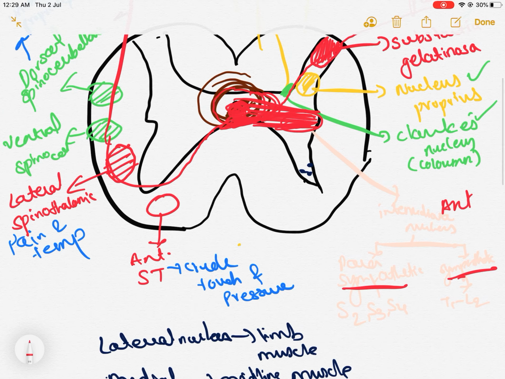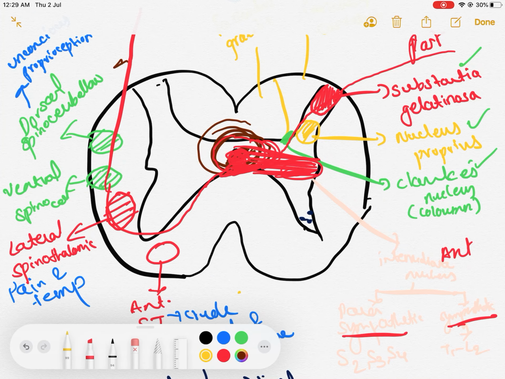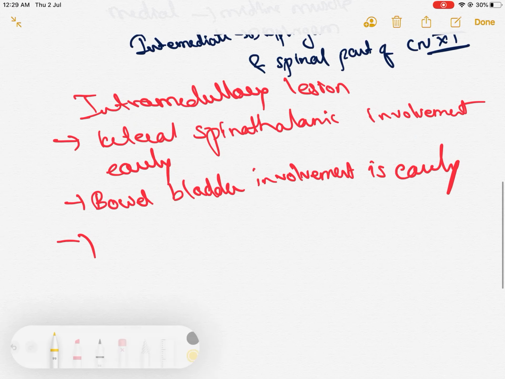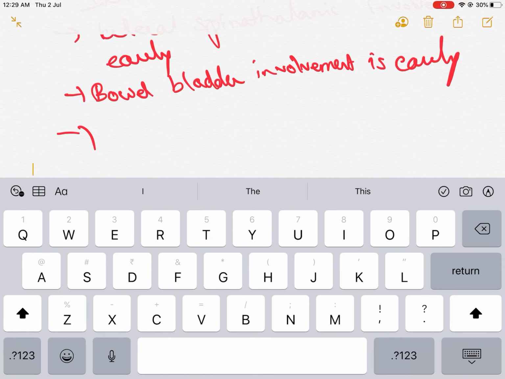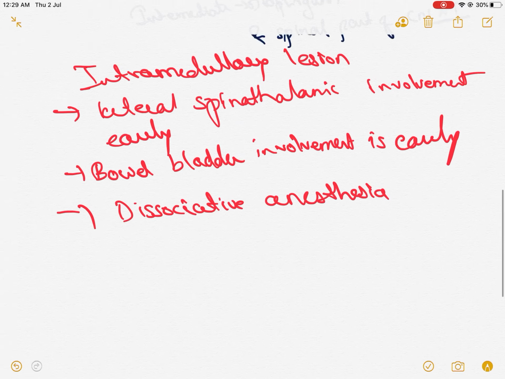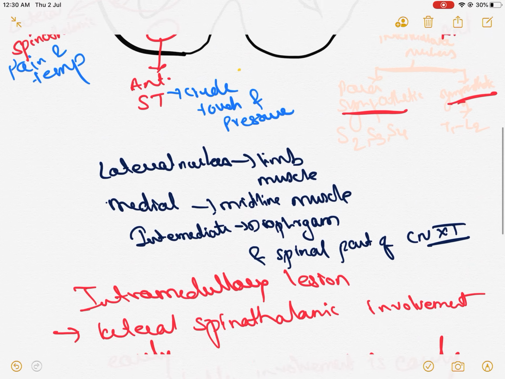The third thing is that when only pain and temperature is lost, but there is preservation of the posterior column, that is this region. This region is preserved. This gives rise to a typical type of anesthesia where there is loss of pain and temperature with preservation of joint position sense as well as vibration, which is called dissociative anesthesia. So typical features of intramedullary lesions are what? Early involvement of lateral spinothalamic tract, early involvement of bowel bladder, and dissociative anesthesia.